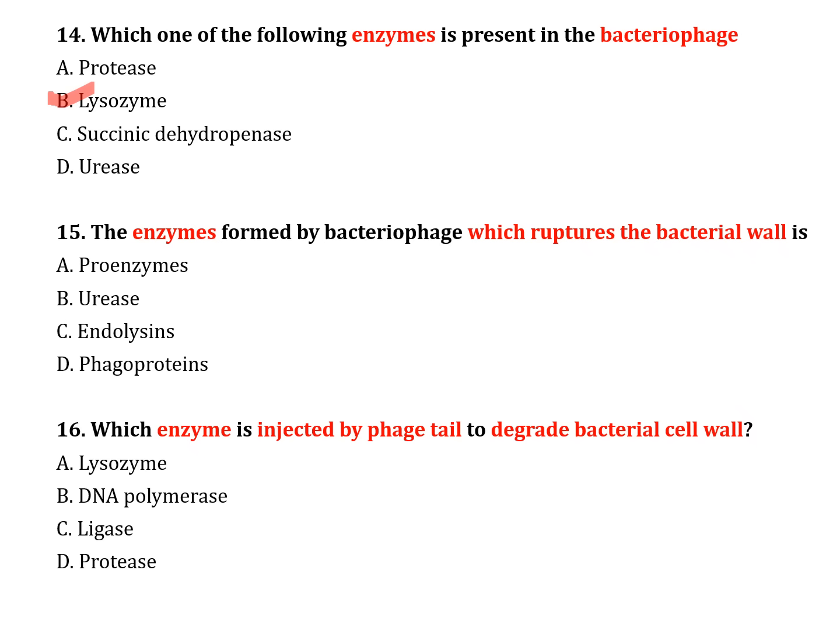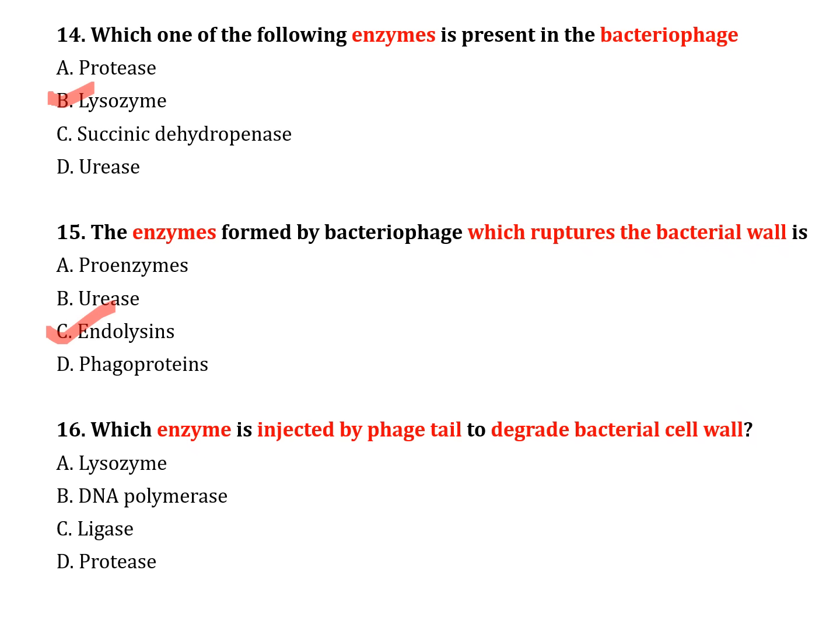The next question number 15. The enzyme formed by bacteriophage which ruptures the bacterial wall is option A proenzymes, option B urease, option C endolysins, option D phagoproteins. Correct answer is option C, endolysins. This is a lysozyme. The next question number 16.